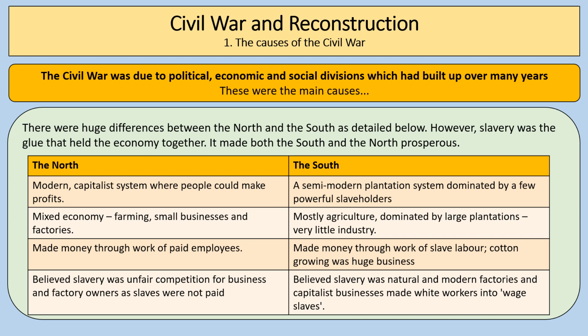In the South, it was a semi-modern plantation system dominated by a few powerful slaveholders, mostly agricultural and dominated by large plantations, with very little industry in the South. They made money through the work of slave labor. Cotton growing was huge business. We talked about that earlier on in the course with the invention of things like the cotton gin by Eli Whitney, for example. And in the South, they believed slavery was natural, and that modern factories and capitalist businesses made white workers into what they called wage slaves anyway.